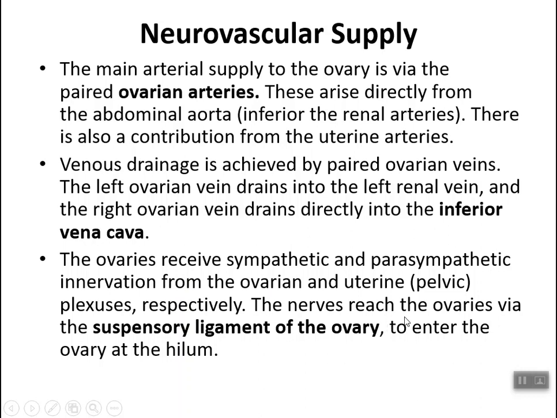The nerves reach the ovaries via the suspensory ligaments of the ovary. These are the neurovascular supplies. The main arterial supply is by the ovarian arteries, venous drainage is by a pair of ovarian veins, and the sympathetic and parasympathetic nerves travel via the suspensory ligaments of the ovary.